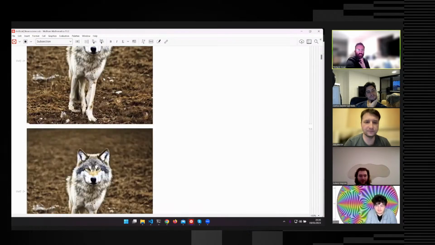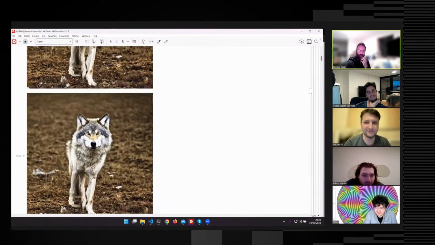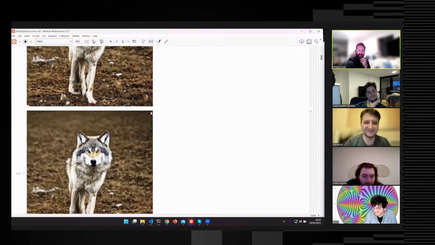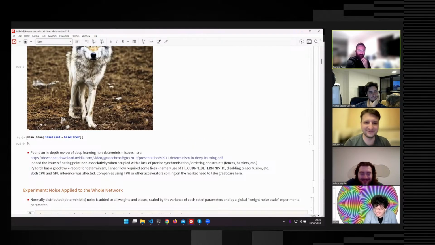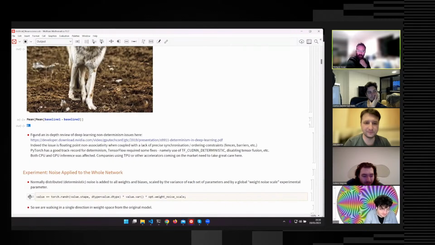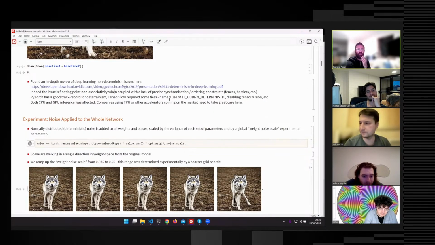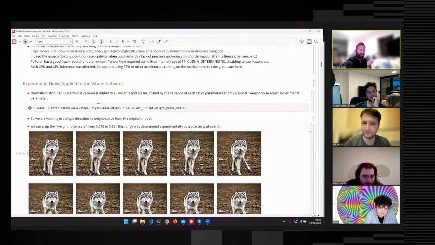So here, Stephen suggested a cat, but I thought a wolf was more appropriate, for branding or something like that. Multiple runs with the same seed result in zero difference between the two images, and that's cool. And this is an in-depth review of deep learning non-determinism. It's a massive PDF with all of these issues and why the problems happen. PyTorch is really good.